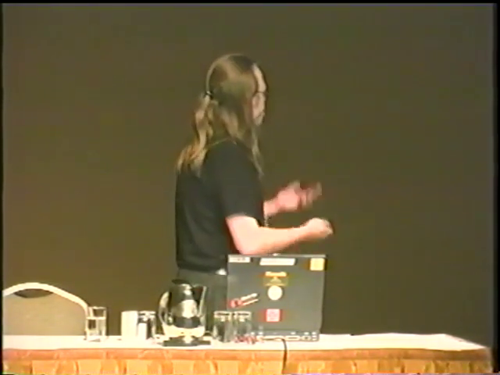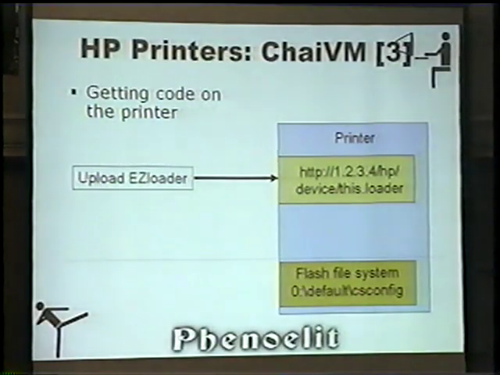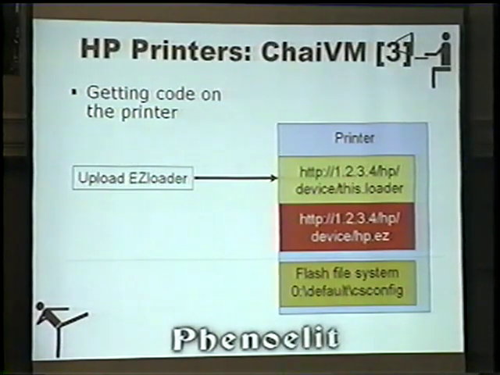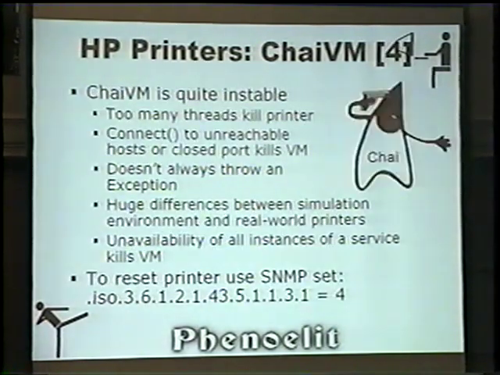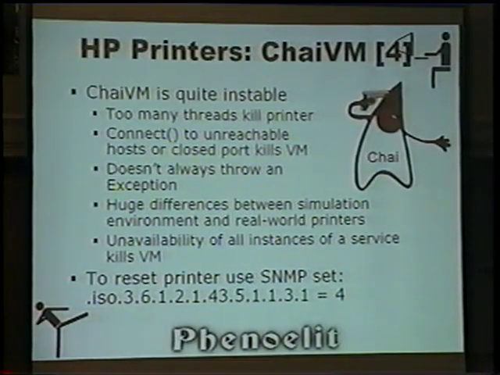This is just a graphical representation of how to get your code on a printer, either the clicky browser way, upload Easy Loader, get Easy Loader running, which is automagically done, and then upload your JAR, or modify the csconfig file and put your own classes on. Now the problem is, ShyVM isn't really stable code. If you do Java, threads are kind of important sometimes, especially for server processes. Well, if you do too many of those, ShyVM dies. If you try to connect to a closed port on some printer models, it will kill ShyVM. Kind of silly, actually. It doesn't even always throw exceptions. Well, Java without exceptions is not very useful. Instead of throwing an exception, it will just crash the printer.